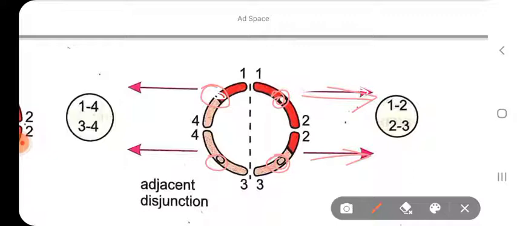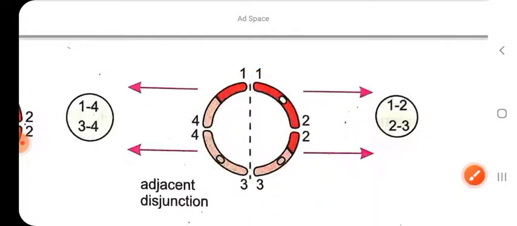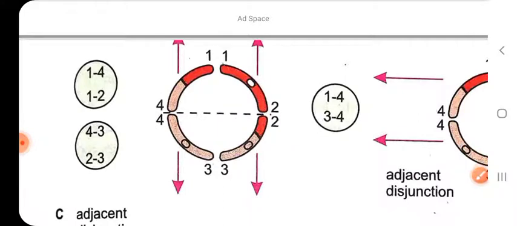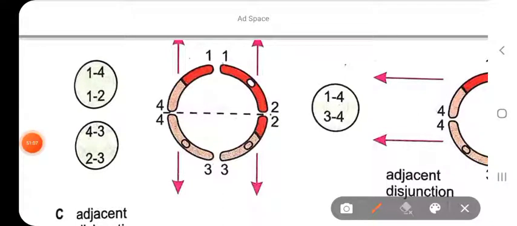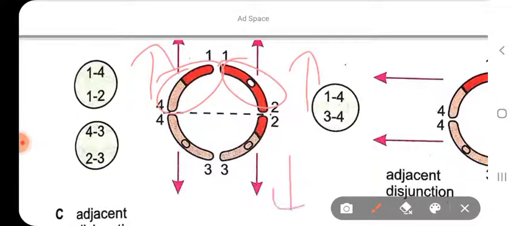Here we can see only the normal chromosome and translocated chromosomes moving to the opposite poles. But in adjacent type 2 segregation, just like adjacent type 1 segregation, one normal chromosome and one translocated chromosome are moving to the opposite pole, okay, that's good.